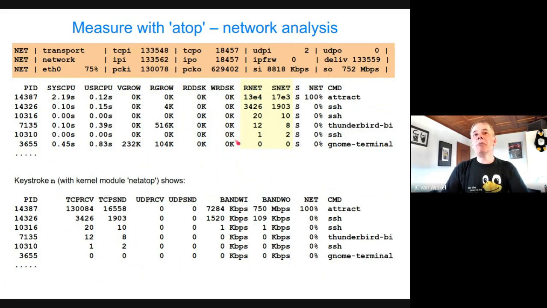We can see how much that is per process. And if we type N, and again, per process is only available if you have the kernel module netatop loaded, then you get to see this per process. So we see that, for example, the program atop used up those 7 megabits per second of bandwidth coming in and 750 megabytes going out, and also the TCP sends and the TCP receives.